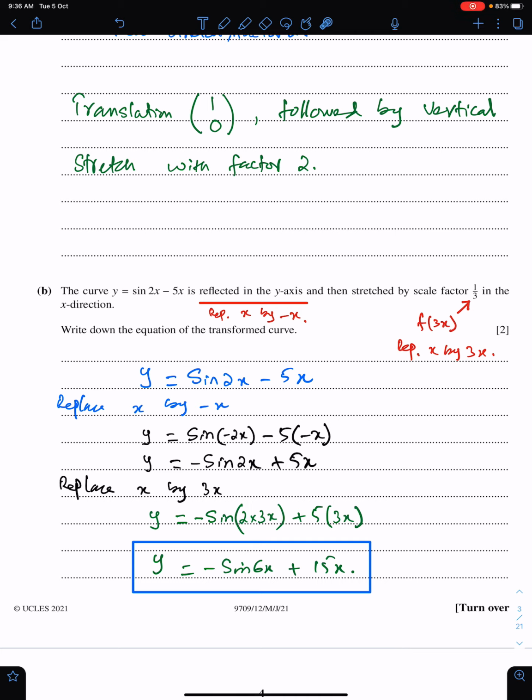Part B. The curve y is equal to 2x − 5x is reflected in the y-axis. When you reflect anything about the y-axis, you change the sign of the x coordinate. So you need to replace x by −x. And then stretch by factor 1/3 in the x direction. This means horizontal stretch. Whatever the factor is, we always write its reciprocal in the equation. So 1/3 will become 3x. We replace x by 3x, this x.